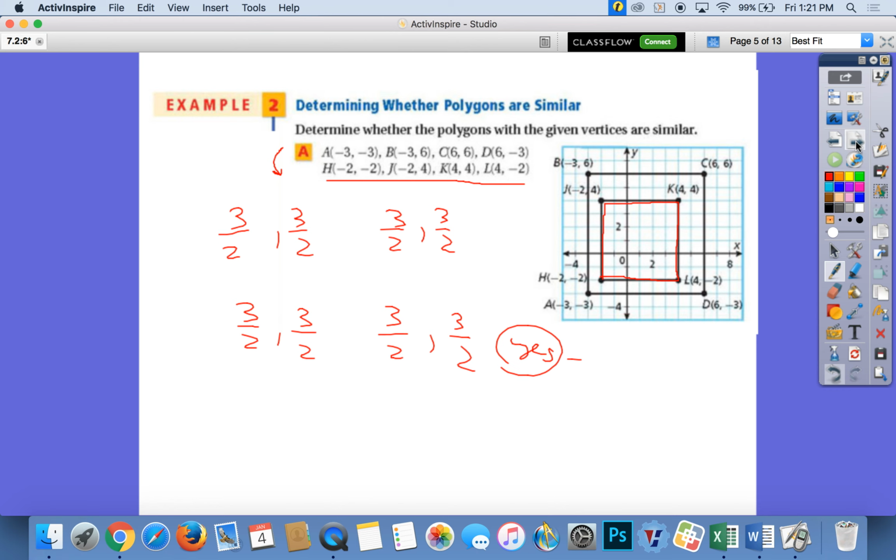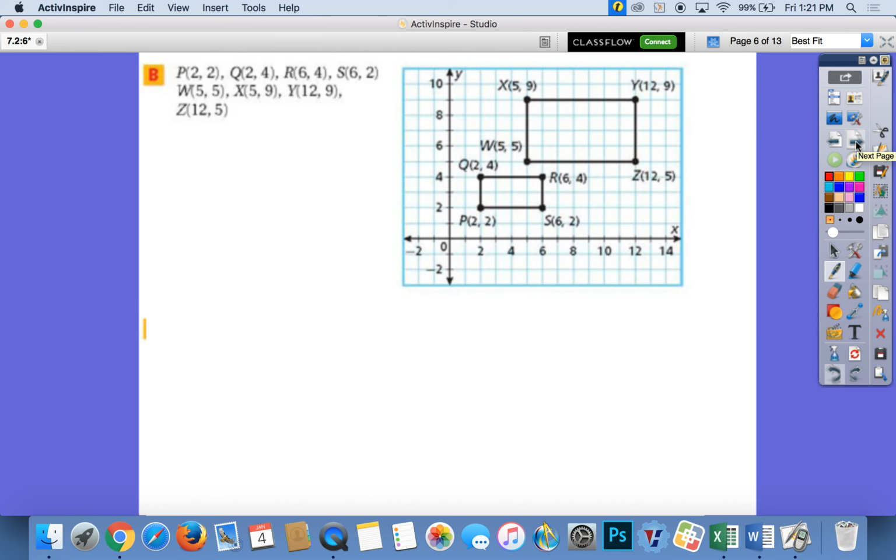Let's go through and see a counterexample here. It's asking me if PQRS is going to be similar to WXYZ. So we'll go through the process. I'm looking at P to W, and I get 2/5. Now let's go from Q to X, because that's going to be the corresponding vertex right there. So I get 2 to 5.